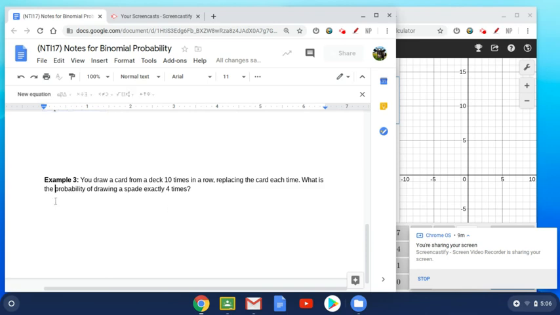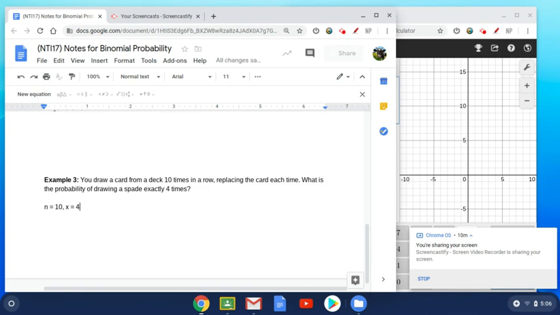Okay? So let's take this step by step. You draw a card from a deck 10 times in a row. So N is 10. That's our total number of times that we're drawing. What is the probability of drawing a spade exactly 4 times? So, how many successes do we actually want out of those 10? We want 4. So X is 4.